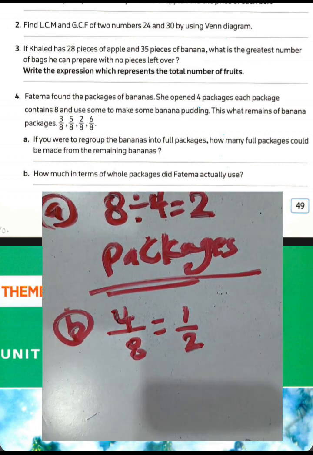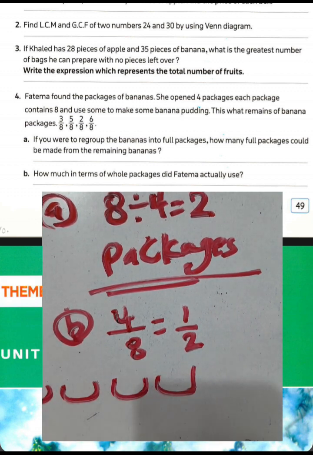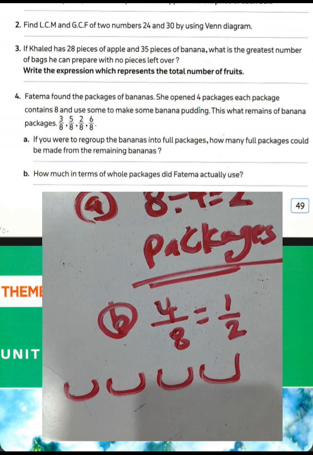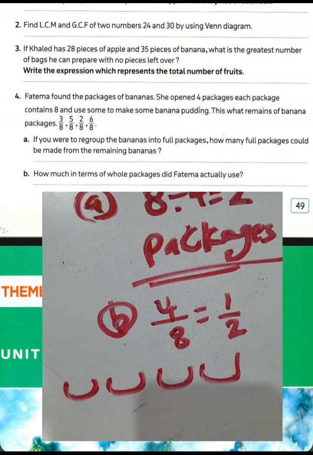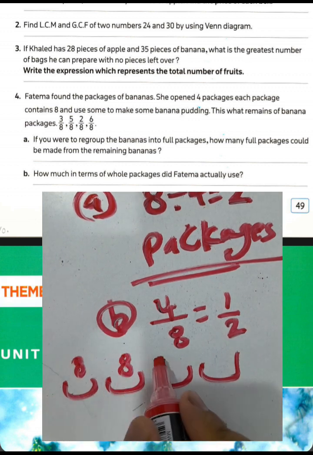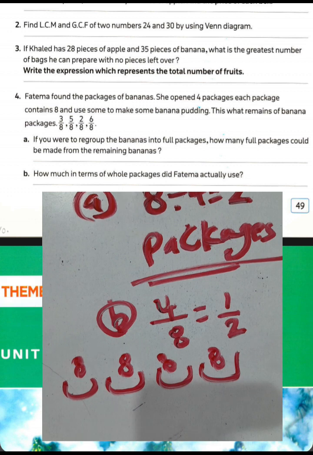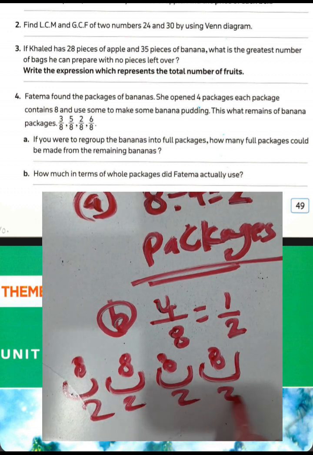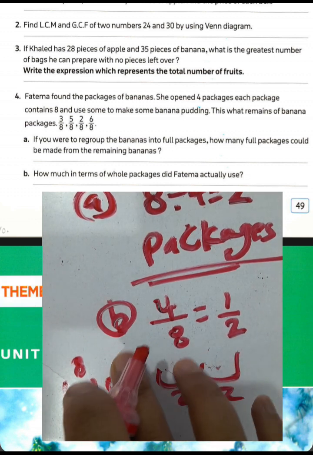She opened 4 packages. Look here. She opened the 4, 1, 2, 3, 4 of banana. Each package contains 8, and 8 and 8 and 8. 8 divided by 4 equals 2. Then we must put here 2 and 2 and 2 and 2. Okay, the total number is 8.